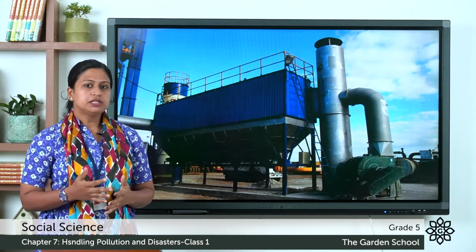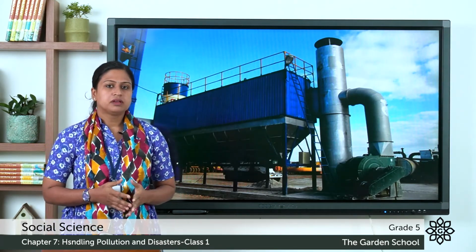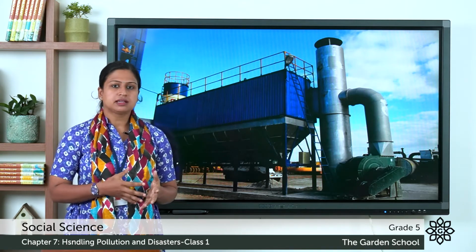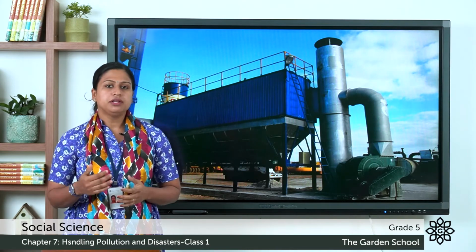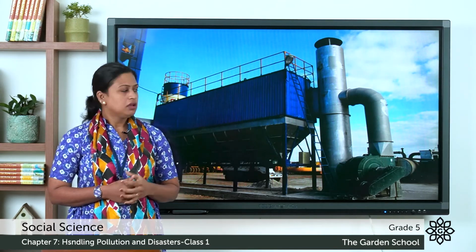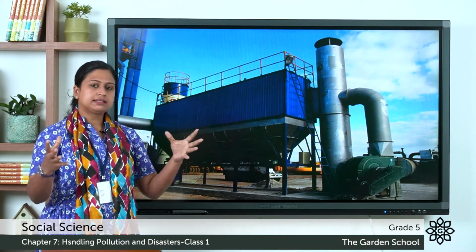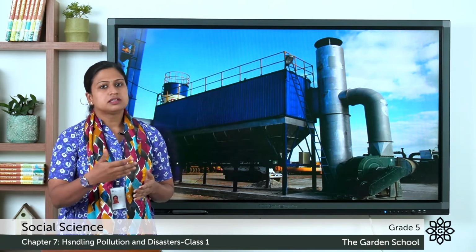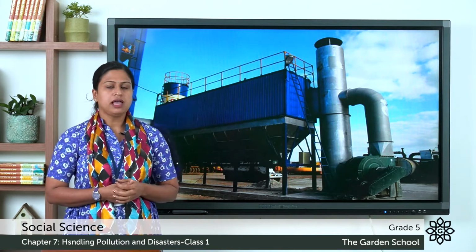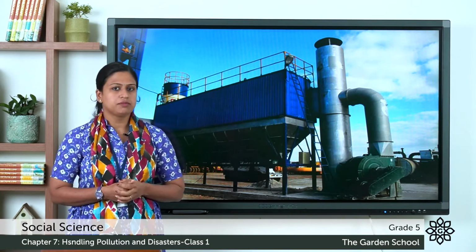Then using of equipments like filter for chimneys, dust collector, bag filters in factories also reduce the air pollution. These equipments collect the dust particles and make the smoke less harmful and then release it into the atmosphere.